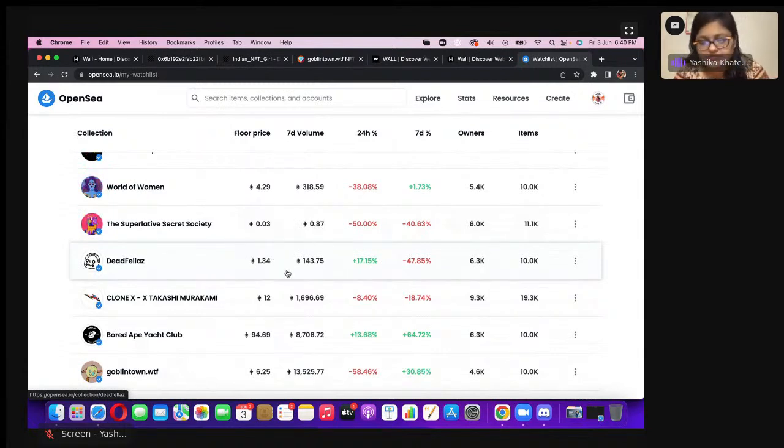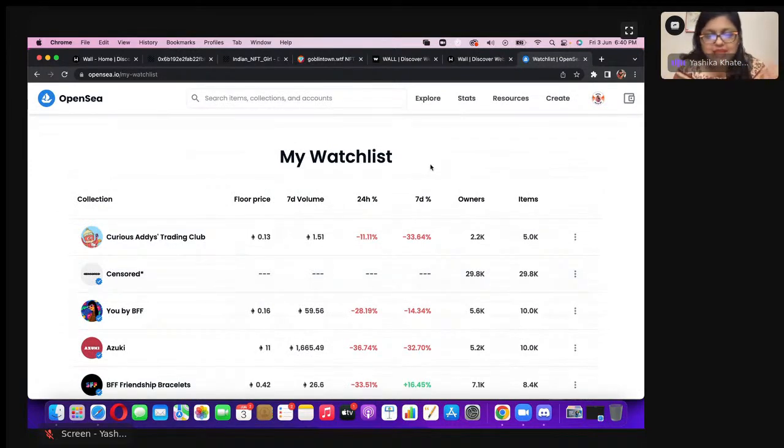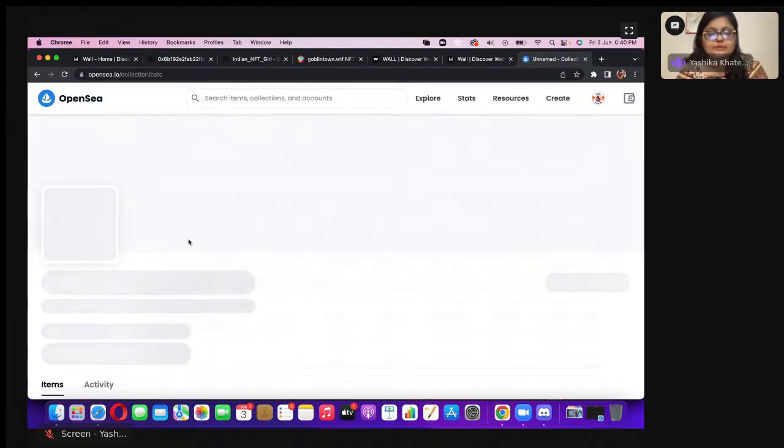Probably they are going upside, but let's see where they go. So these are certain hacks of seeing all your NFTs together. This one is very interesting, particularly Curious Addies Trading Club.